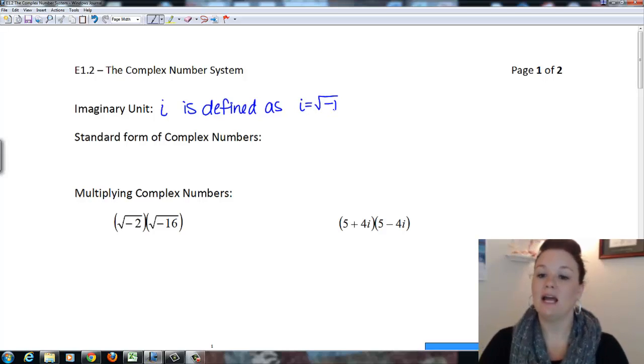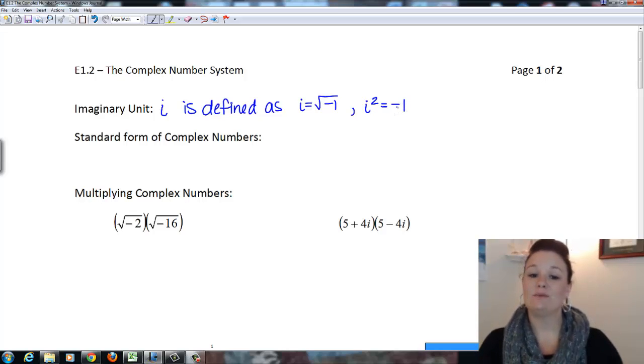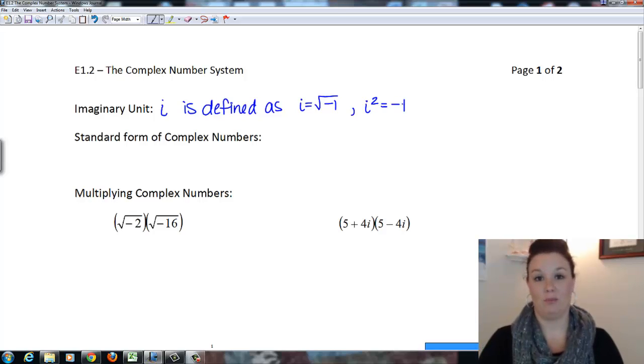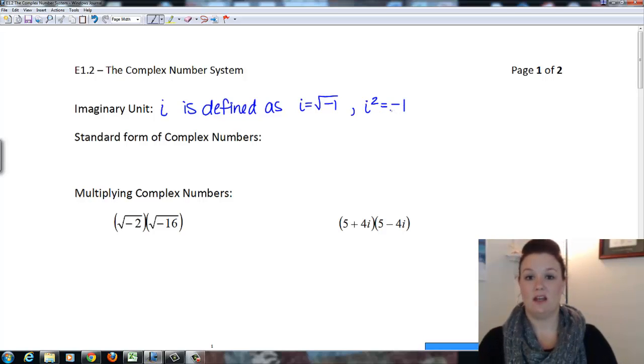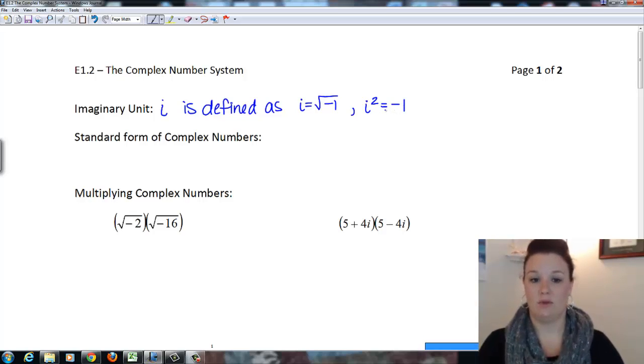Now if i is equal to the square root of -1, then that means i squared is equal to, if I square both sides of this, if I square the square root, it cancels. So I'd be left with -1. So i is equal to the square root of -1, and i squared is equal to -1. It's the only time you can square a number and get a negative, right? So we're going to need to know these in order to simplify using complex numbers.